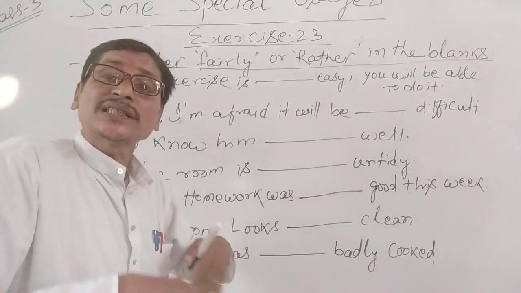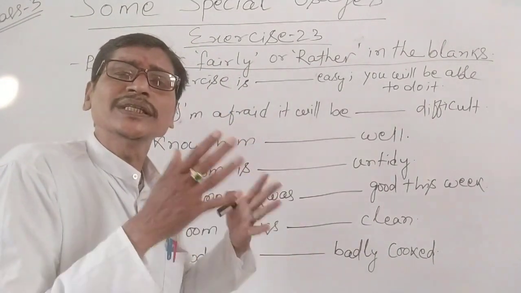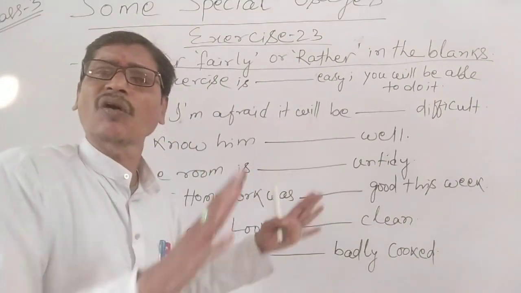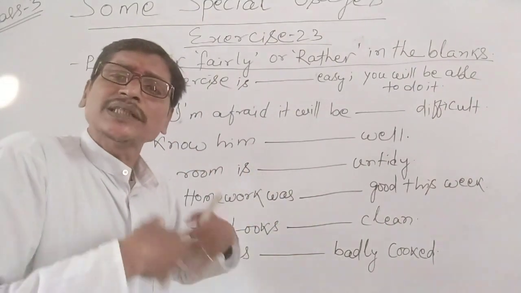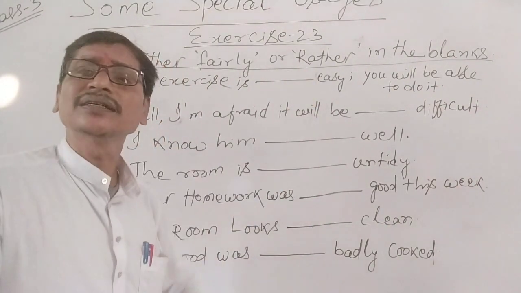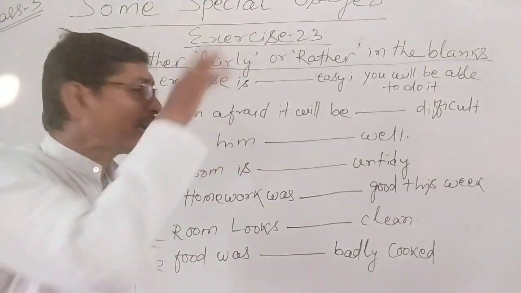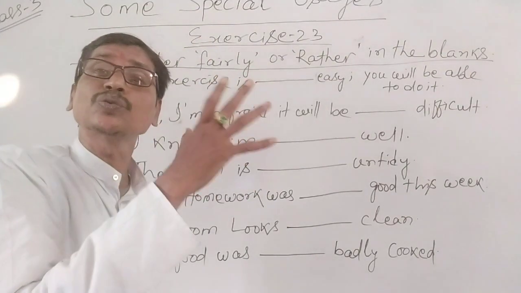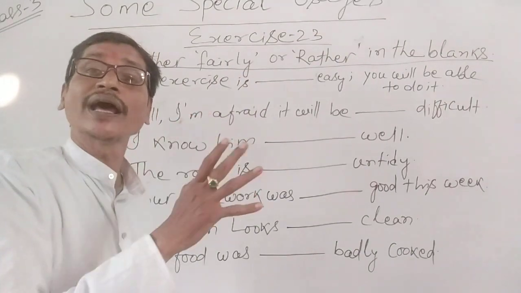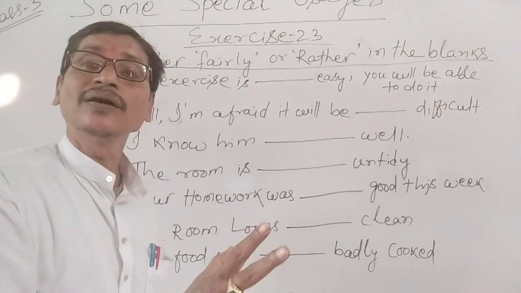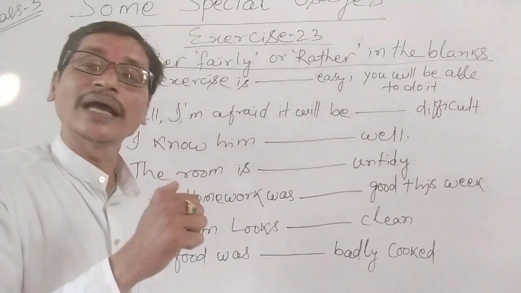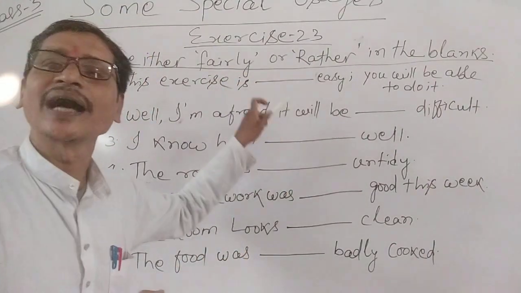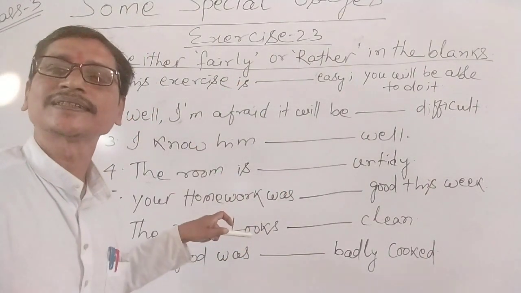When we express our disapproval, that means we think that it is not good, it is not correct. So we express our disapproval. In that case, we use rather. So according to those instructions, the rules we understood for using fairly and rather correctly, in accordance to them, let's fill in these blank spaces in the given sentences.